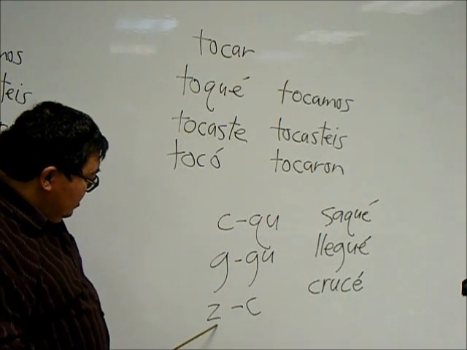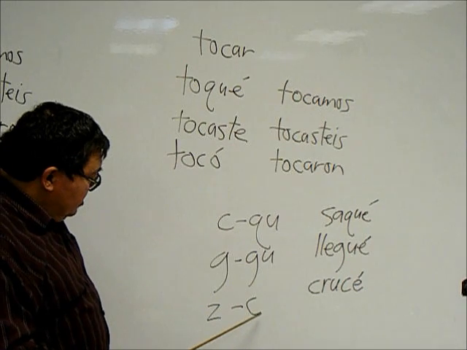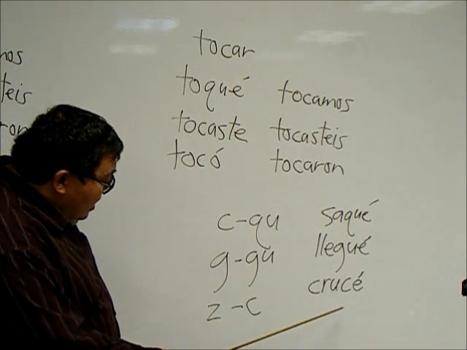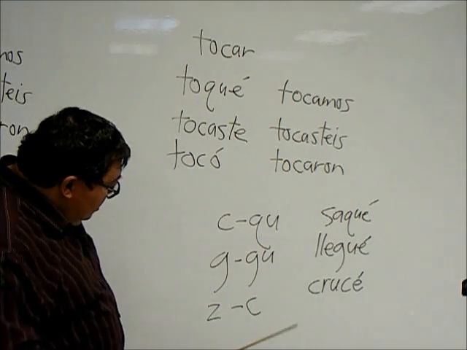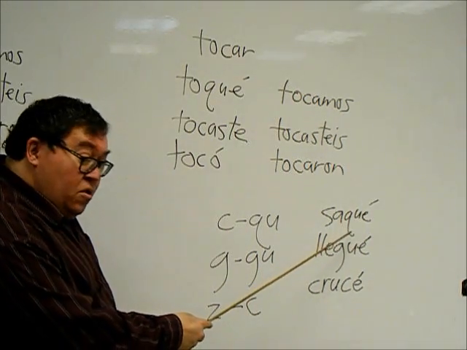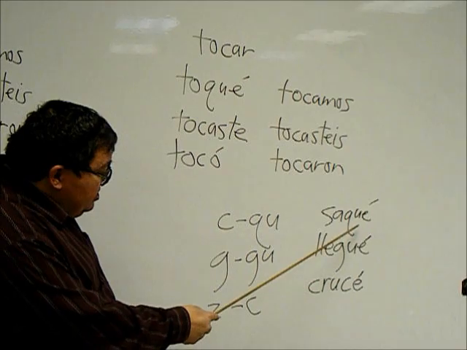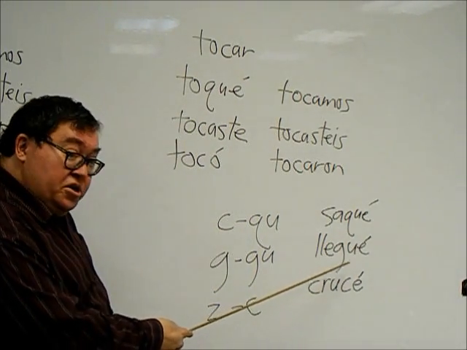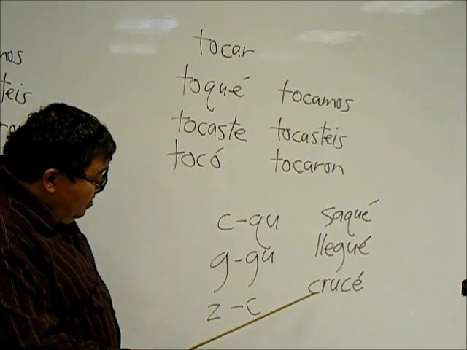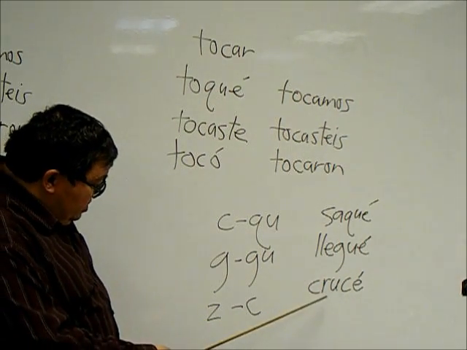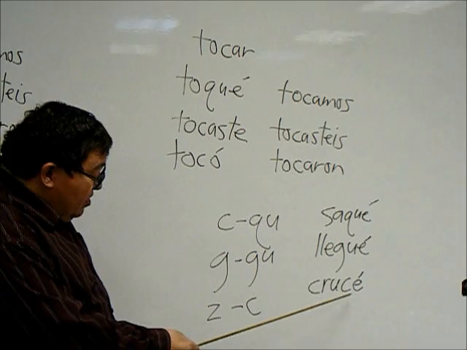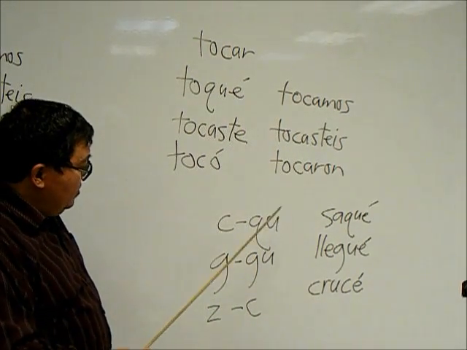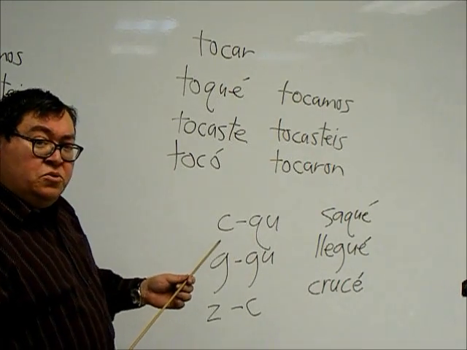The verb cruzar is my next one. It has a Z at the end of the stem. And the Z is going to change to a C, only in the yo form. So that would be crucé instead of cruzé. Okay, so if it's a C in the yo form of an AR verb in the preterite, the C changes to QU. The G at the end of the stem, as in llegar, will change to a GU, but only in the yo form. The Z at the end of the stem, as in cruzar, will change to a C, but only in the yo form. Again, this is page 203 in the new book. In the old book, it was page 208.